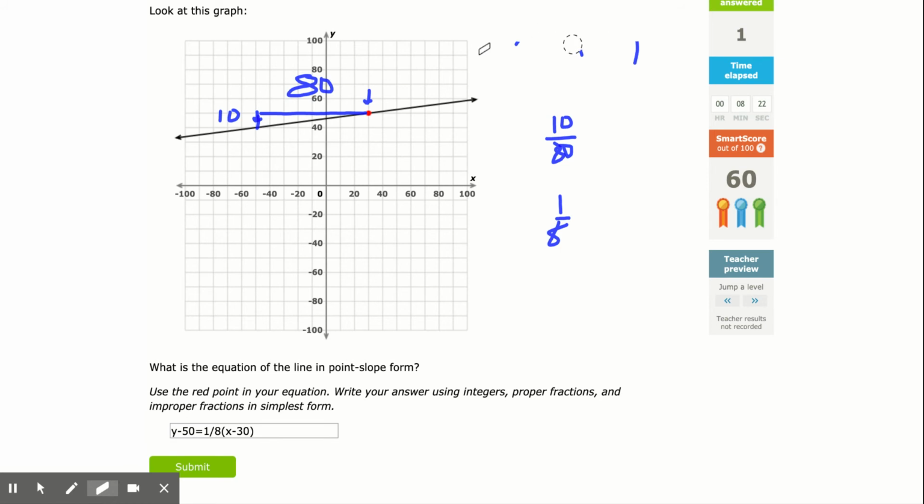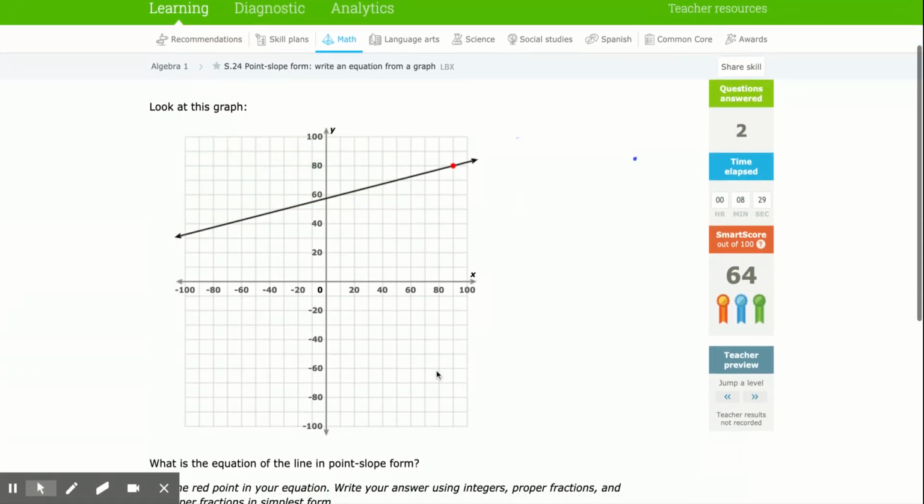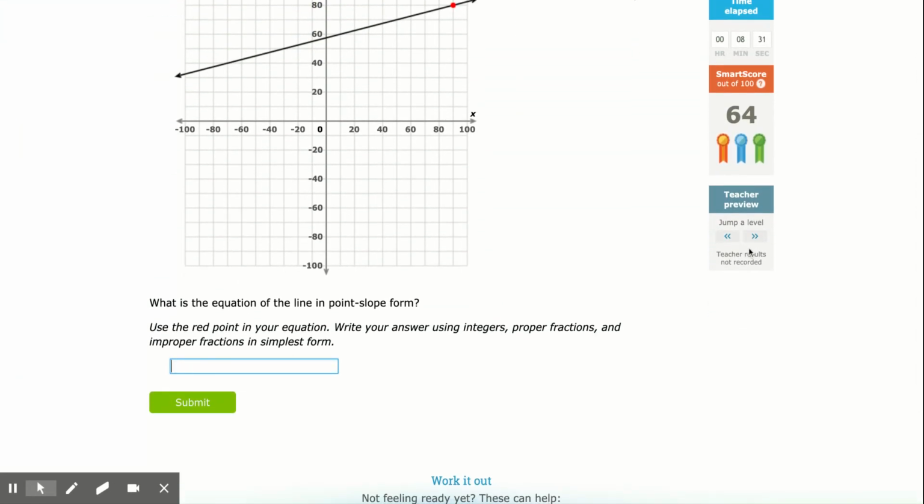So hopefully that made sense and that you were able to follow that. Let's see if I did it right. Great job. All right. So again, I'm going to jump up a little higher.